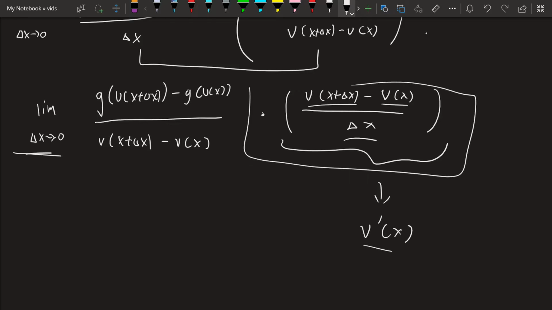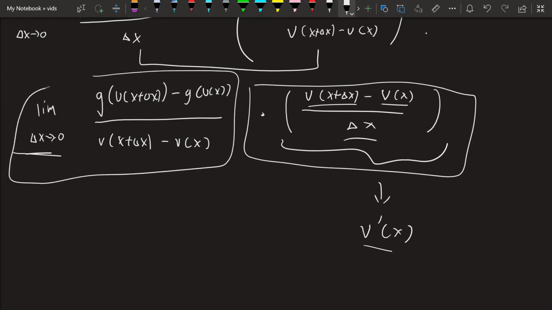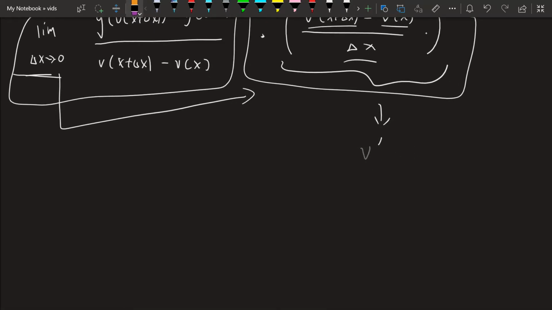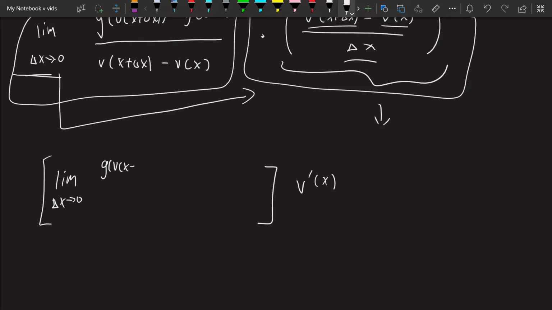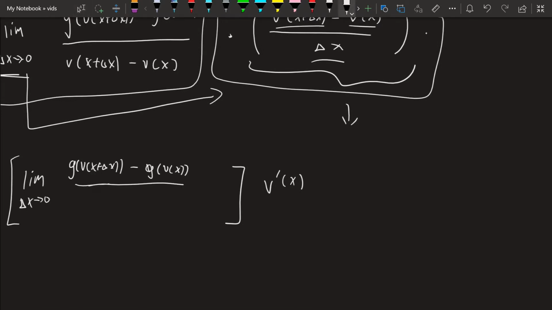So now we solved this part of the equation. We need to solve this part. So we already applied the limit here. So we are done with the first part of the equation, which is just v prime of x. And all we're left with is the limit as delta x goes to 0 of g of v of x plus delta x minus g of v of x over some change, actually, let me just be a bit more precise.